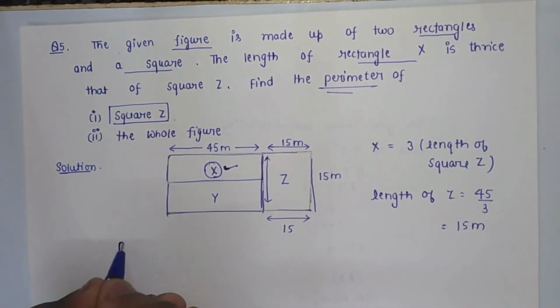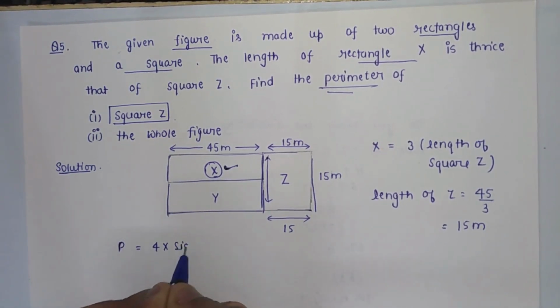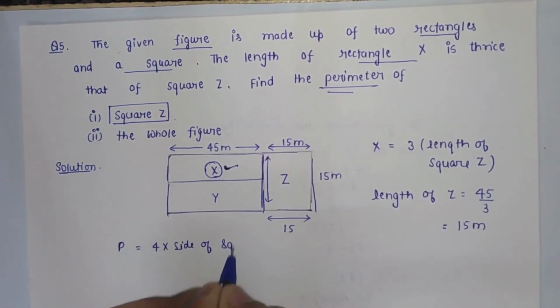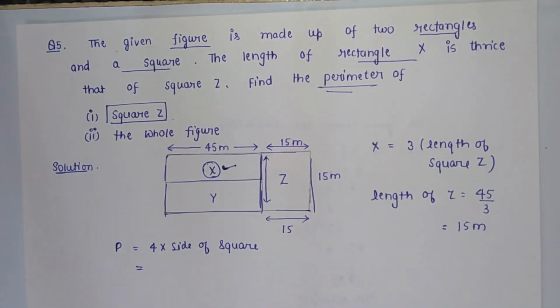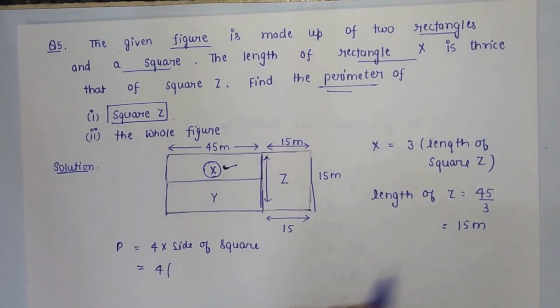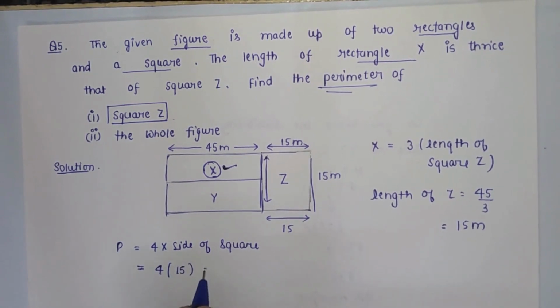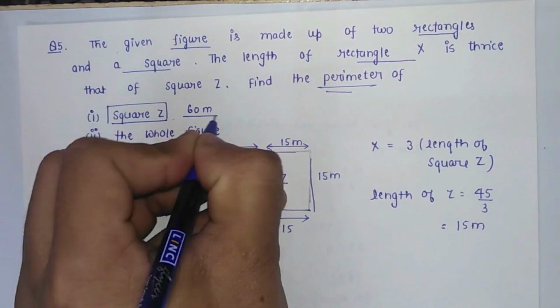So, perimeter for a square, if you know the formula for it, is 4 times the side of a square, because all sides are equal. So if you take the sum of all sides, then also it will be 4 times the length of the single side. So 4 times the side of a square, which is 15. So we have to just multiply it. We'll get 60 meters. So the perimeter for the square is 60 meters.